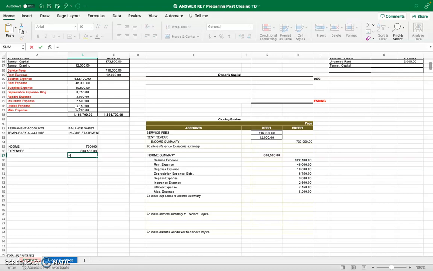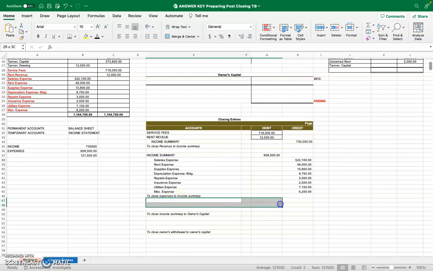Net income if the answer is positive after deducting the expenses from the income. Net loss if the expenses are more than the income, or if you have a negative amount after subtracting expenses from the income. So we'll see how it will go. So technically we have here, okay, so we got here 121,500.